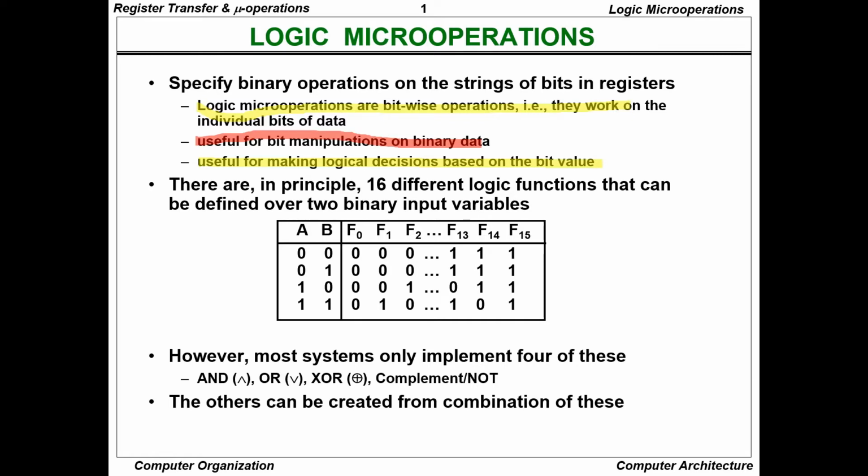There are in principle 16 different logic functions that can be defined over two binary input variables. So if we have two binary input variables, in total we have 16 different logic functions. We simply call them F0 to F15. 0 to 15 is nothing but 16. However, most systems only implement 4 of these. Most systems use only 4 of the logic micro operations.